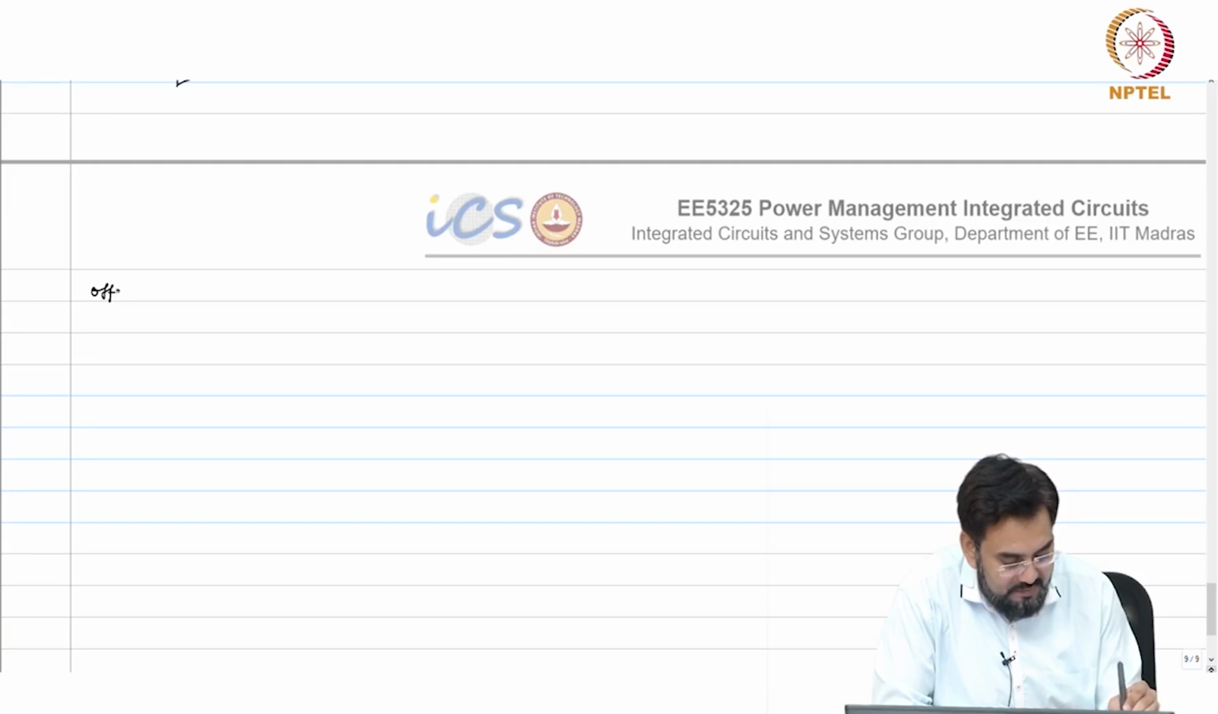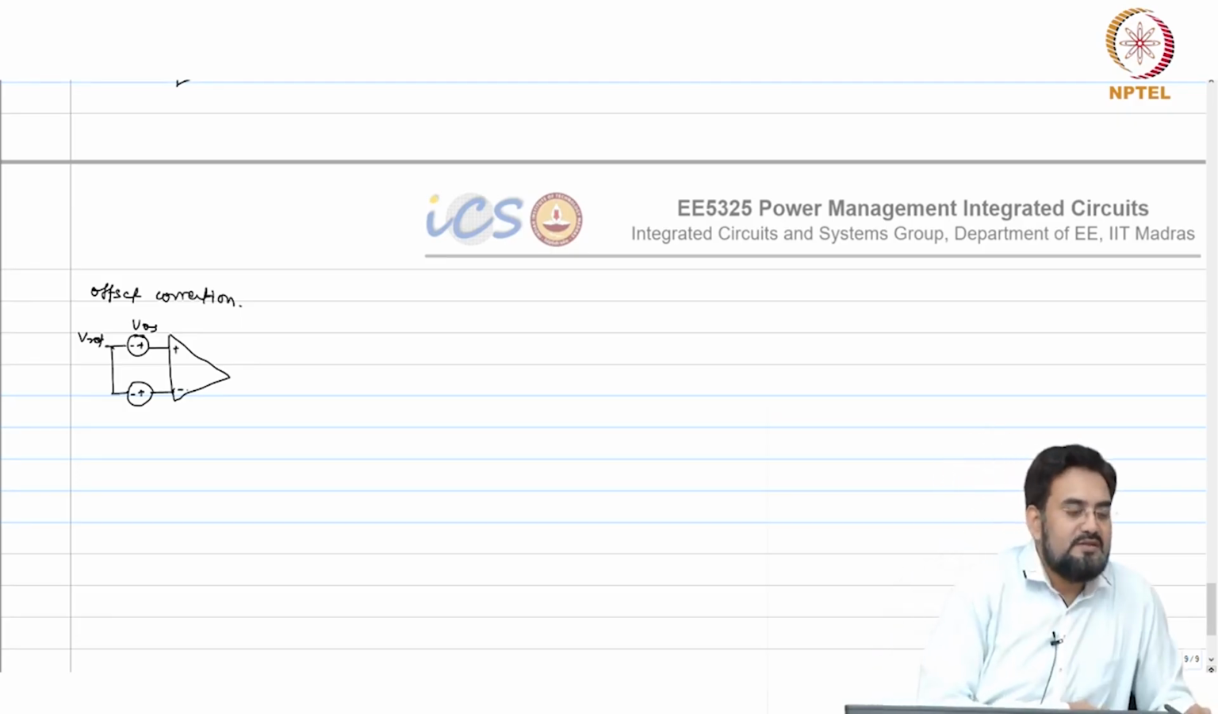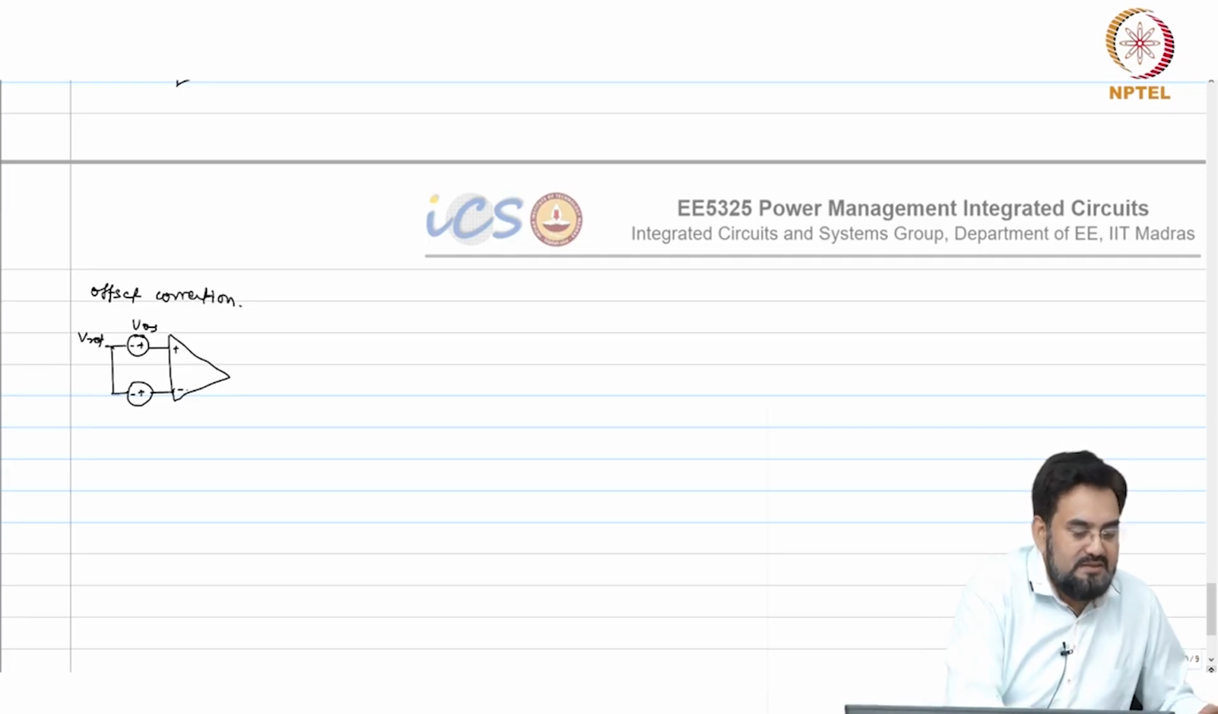So, offset correction. What we can do, if we know that it has an offset of VOS, then I will introduce the same offset here, so both inputs will see the same voltage. That's the whole concept. So how do I introduce the offset on the other terminal?